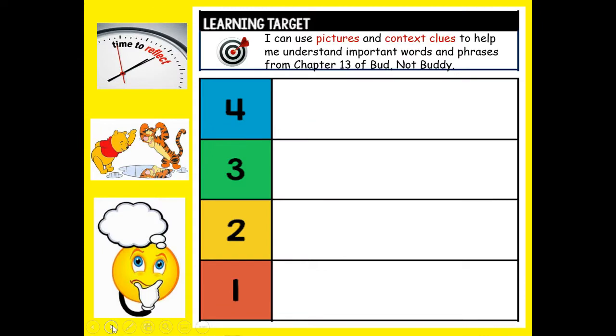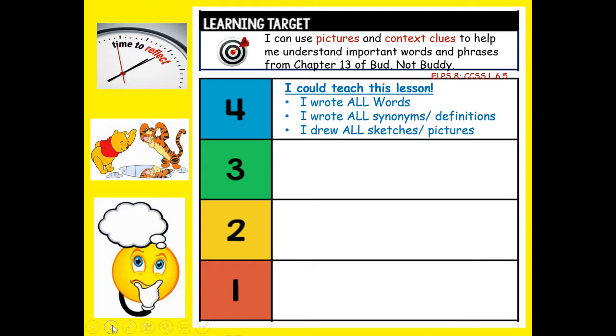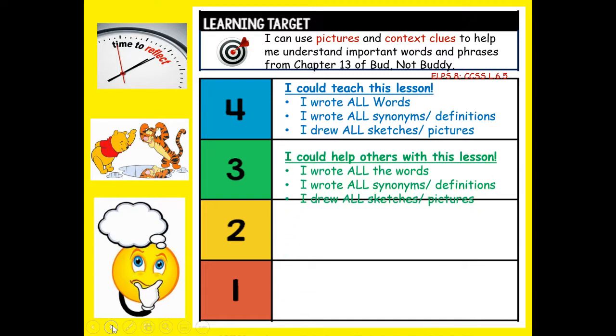Okay, now it's time to reflect on our learning target. I can use pictures and context clues to help me understand important words and phrases from chapter 13 of Bud, Not Buddy. So, would you give yourself a 4? I could teach this lesson. I wrote all the words and phrases. I wrote all the synonyms and definitions, and I drew all the sketches and pictures.